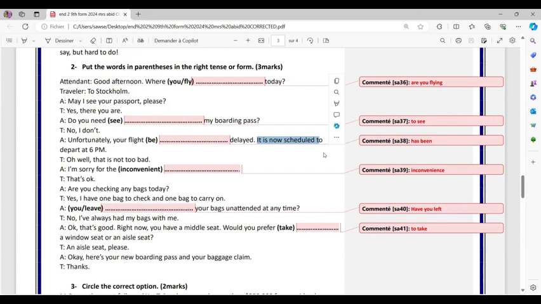It has been delayed. Oh, well, that is not too bad. I'm sorry for the inconvenient. Inconvenient is an adjective, so we have to use it as a noun here.